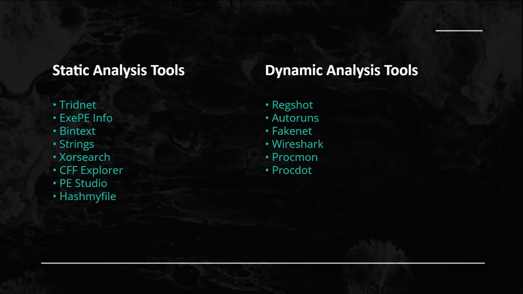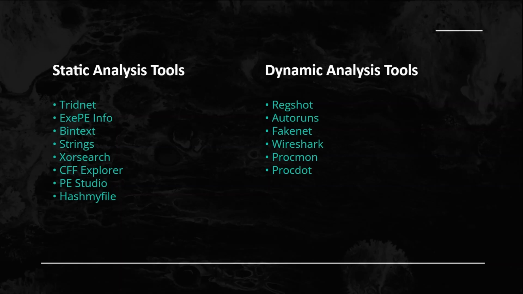PE Studio is a powerful tool for static analysis of PE files. It provides detailed information about the file, including potential indicators of malware, suspicious sections, and known malicious signatures. HashMyFiles is a small utility that allows you to calculate MD5, SHA1, and CRC32 hashes for one or more files.